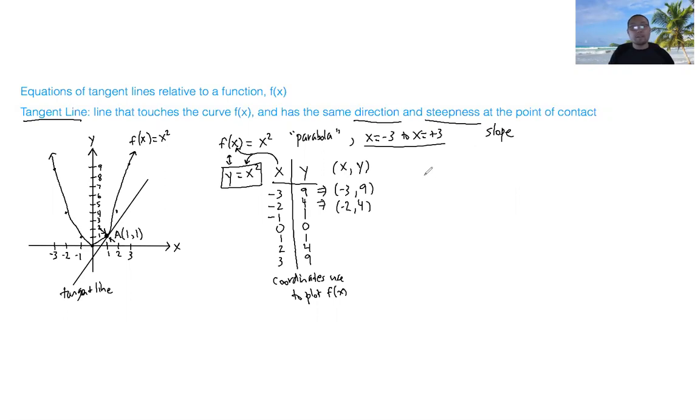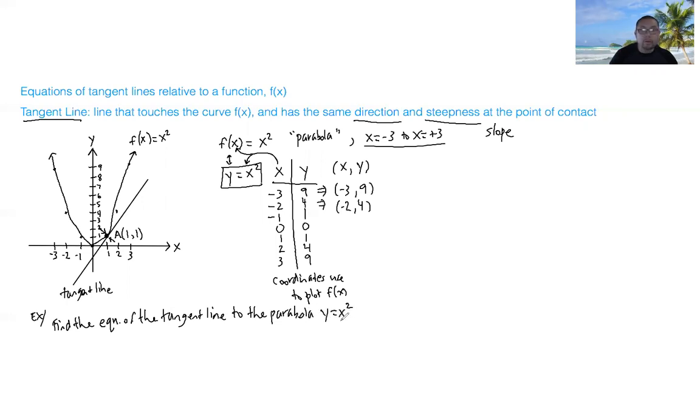We'll discuss this in context, but if I were to ask you for the equation, find the equation of the tangent line to the parabola y is equal to x squared at point A, that we defined as coordinate 1, 1.